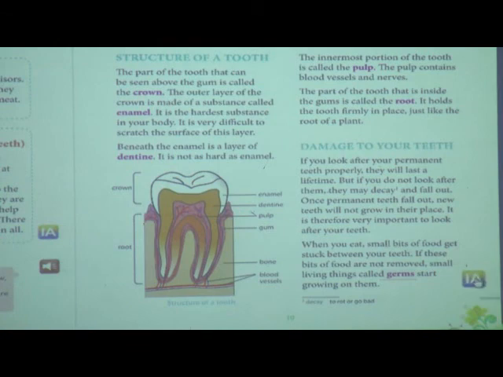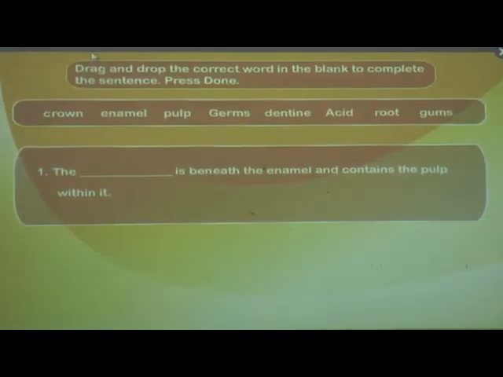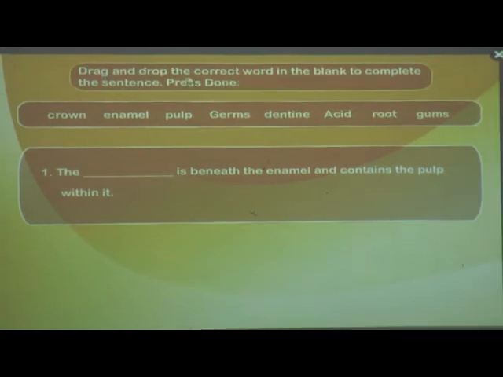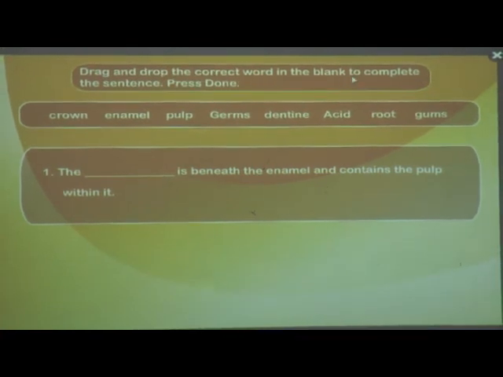Some more questions we will see. See here, drag and drop the correct word in the blank to complete the sentence. And once we are done, we have to press done. See here, this checkbox is given. We will read that first. What hints are given here? Crown, enamel, pulp, germs, dentine, acid, root and gums. With the help of these words, we have to complete the sentences.